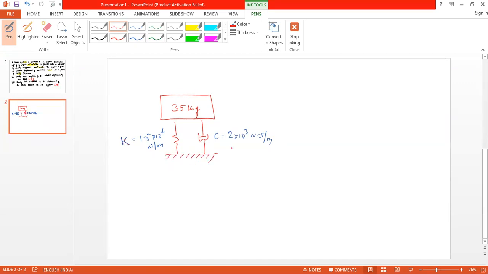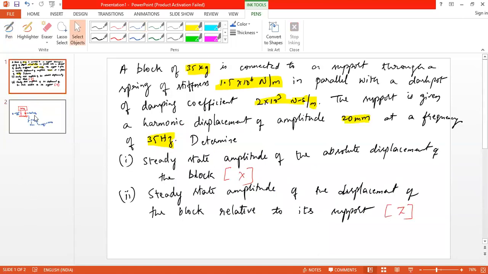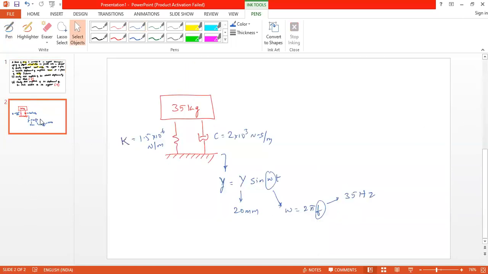a body, and this body has a harmonic displacement. The displacement y is equal to Y sine omega t, where Y is 20 mm and omega is the operating frequency. That omega is equal to 2 pi f, and this f is the frequency that is given as 35 Hz. Is it clear?